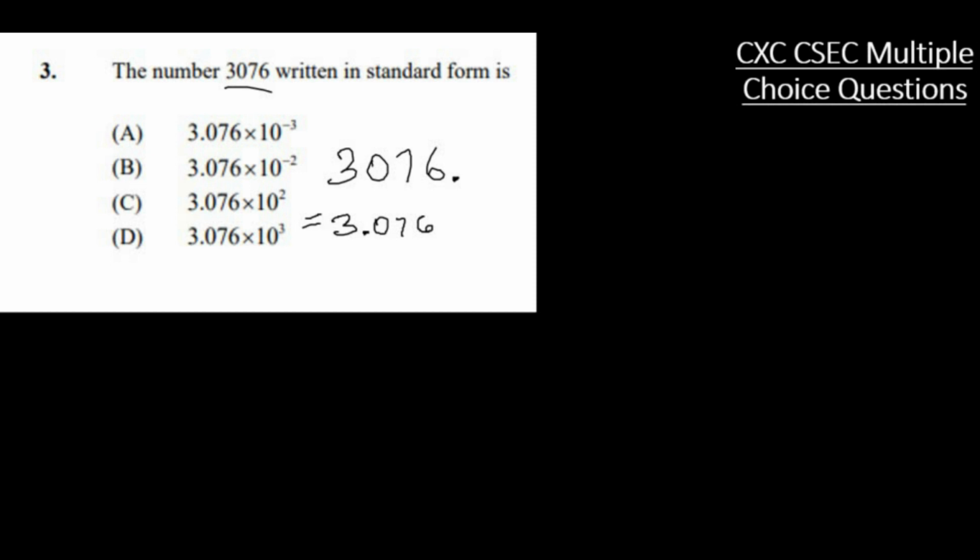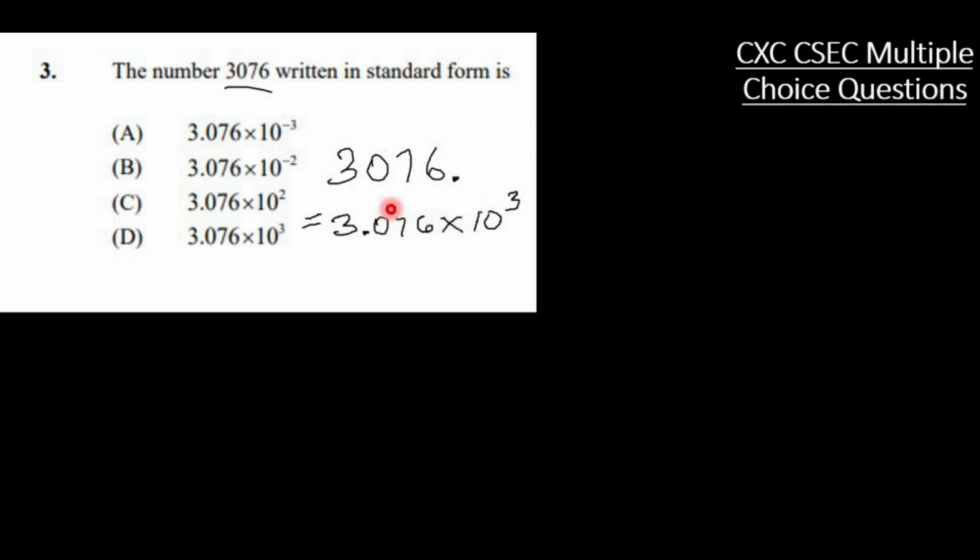Now to get it back to the original number, we need to multiply by a power of 10 that will shift this point back to where it was before, after the 6. So how many places to the right do we need to put this point? 3 places back to the right. And so that's where we'll have the third power of 10. Every time you multiply by a power of 10, the point is shifted to the right. So we're going to have 1, 2, 3 places to the right, hence positive 3. So this is how we can write this number 3076 in standard form, or scientific notation.